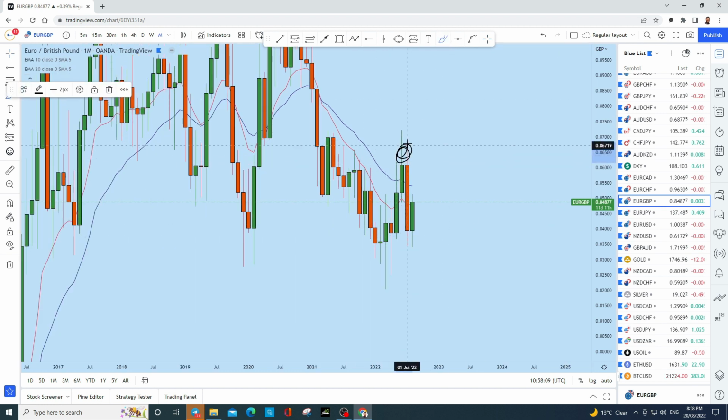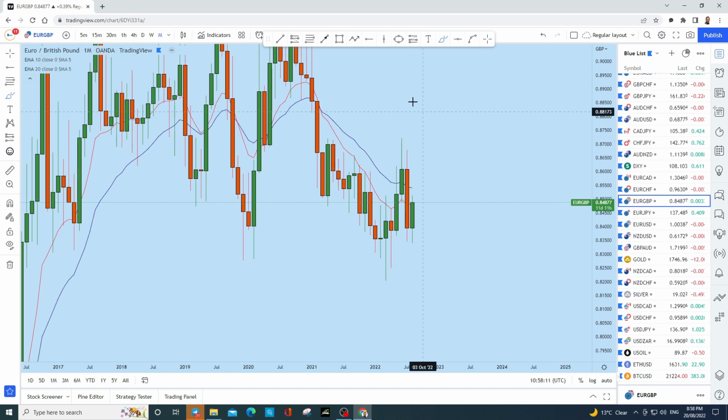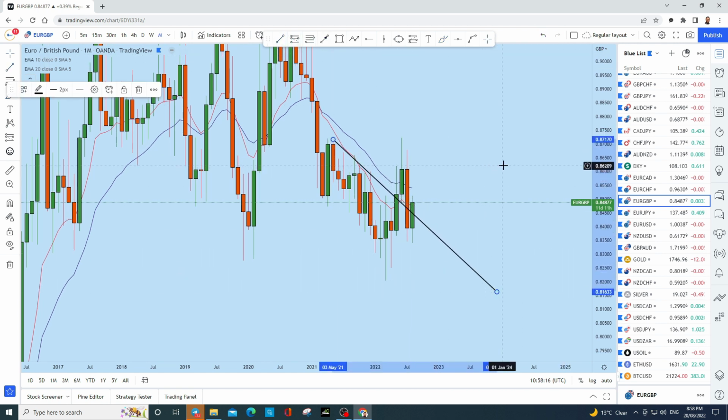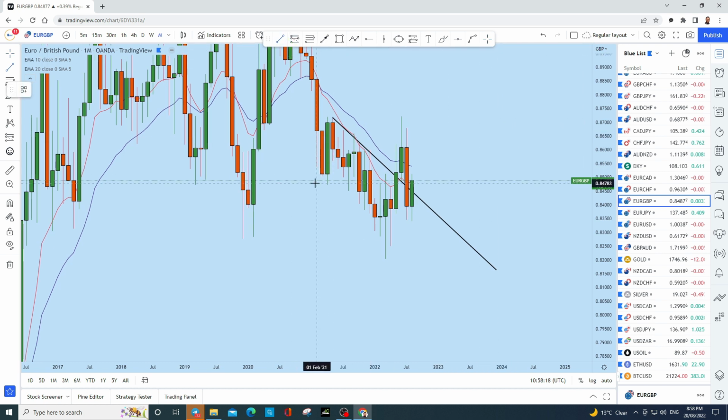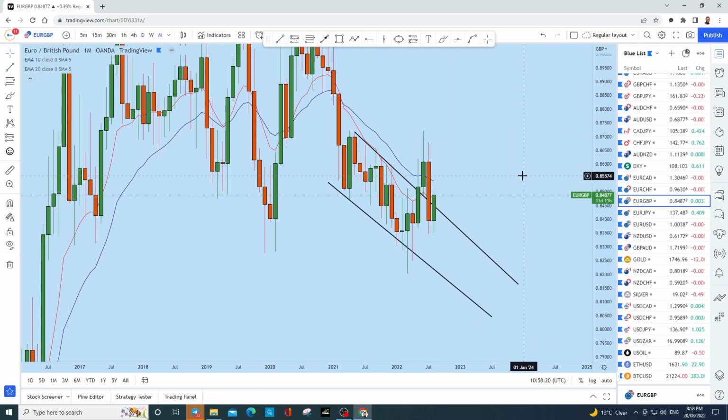This tail is basically grabbing the liquidity from the top. What we see on EURGBP is a channel that was respecting price on the top and on the bottom. The price is now above this channel, and at any point after a retest of this zone, we could see EURGBP dropping.